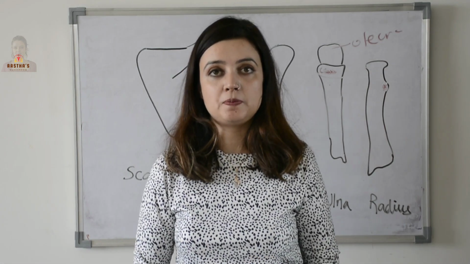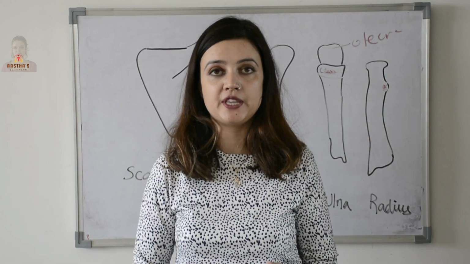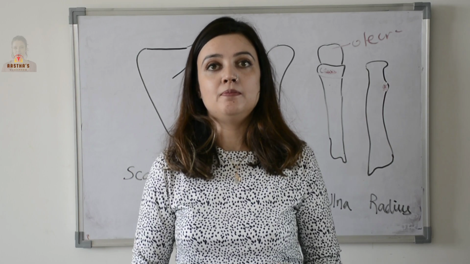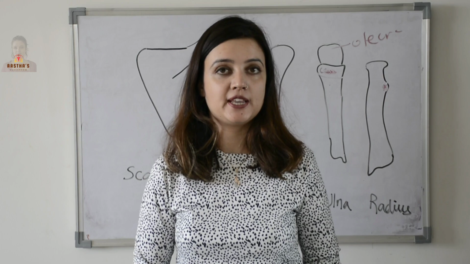Now coming to the nerve supply of these muscles, all three muscles, biceps brachii, brachialis and coracobrachialis, are supplied by musculocutaneous nerve, which is the branch of lateral cord of brachial plexus.